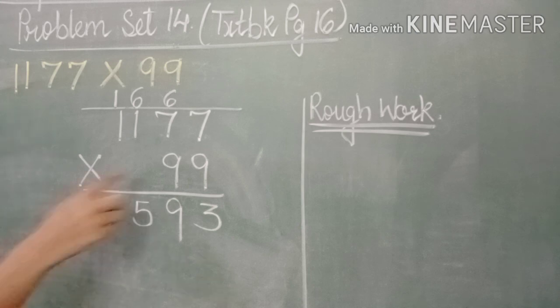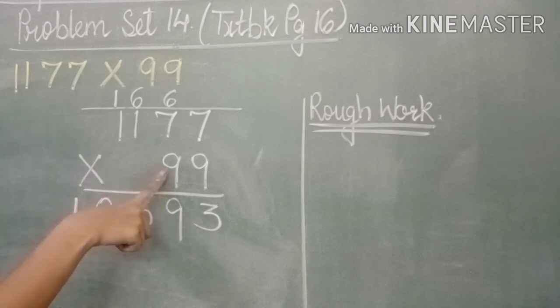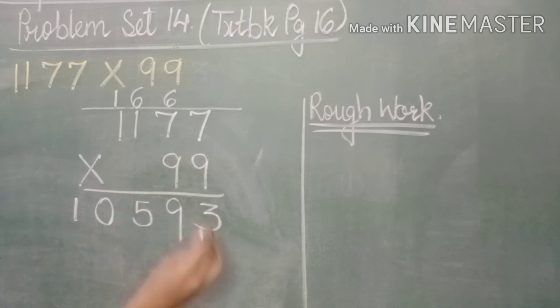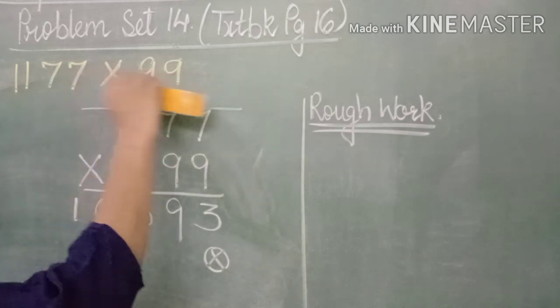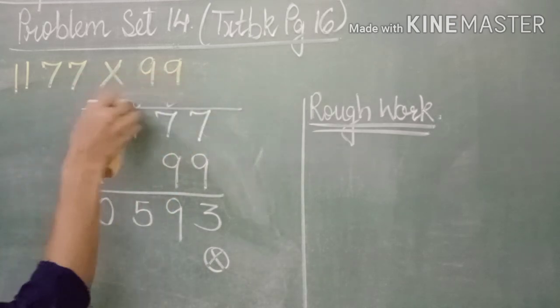Easy everyone? Let's see the units place. So what are we going to write in the units place? We are first going to add 0 over here. Why this 0? Because this is coming in the tens place. Again we have to erase the carry forwards because we have done them.